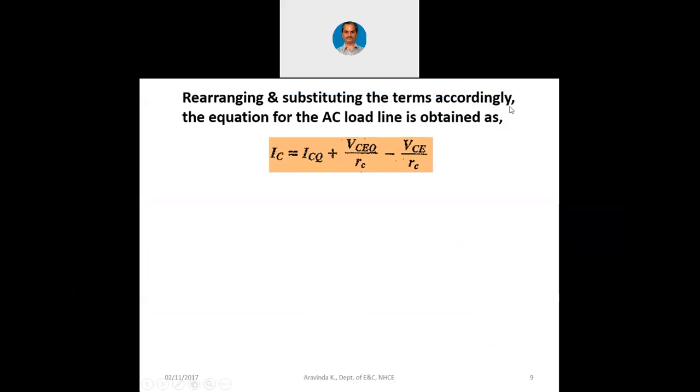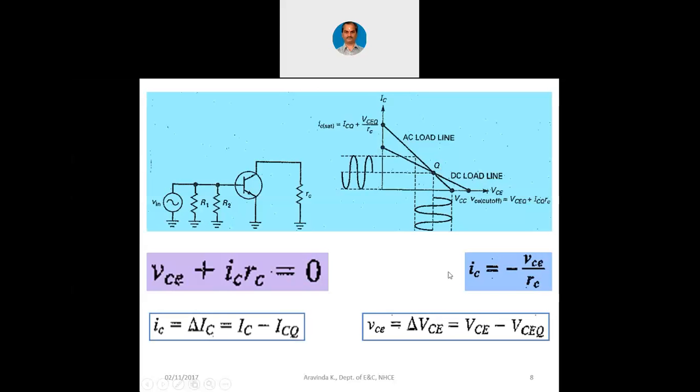Rearranging and substituting the terms accordingly, the equation for the AC load line is obtained now as capital IC is equal to ICQ plus VCEQ divided by RC minus VCE divided by RC, by using these two equations. We have the upper equations here. Small IC is equal to minus VCE by RC. Now we can use this along with this. And we already have an expression for small VCE.